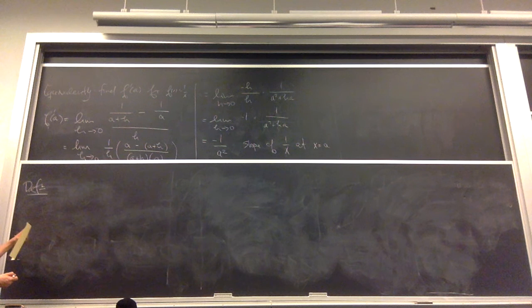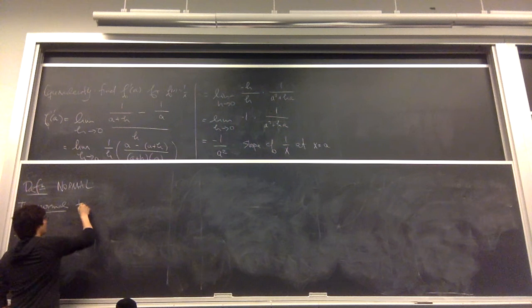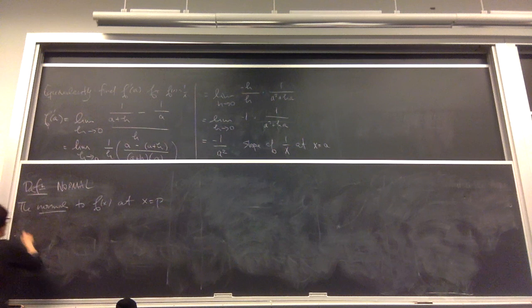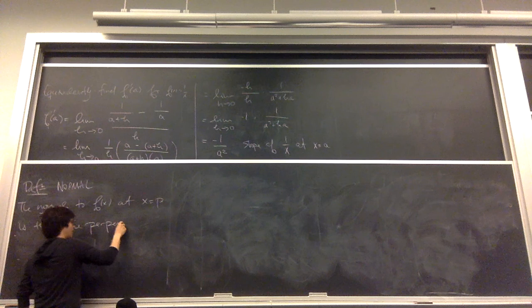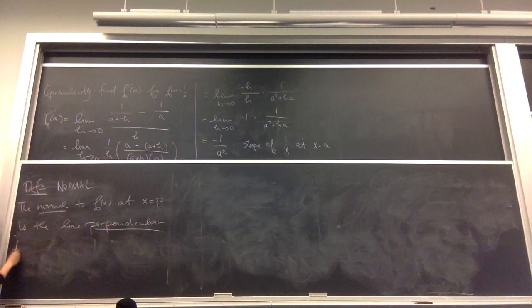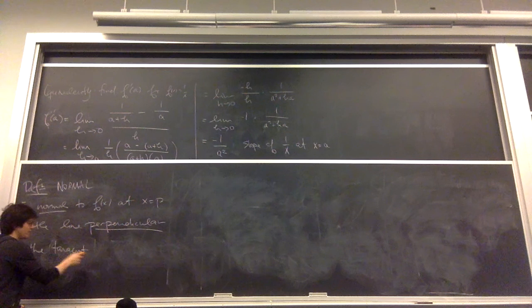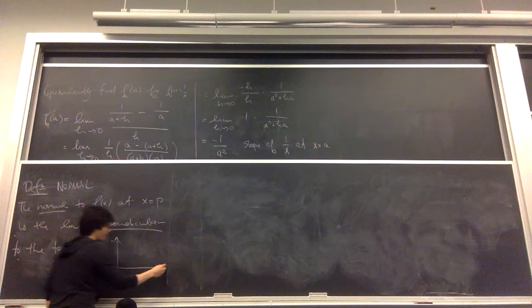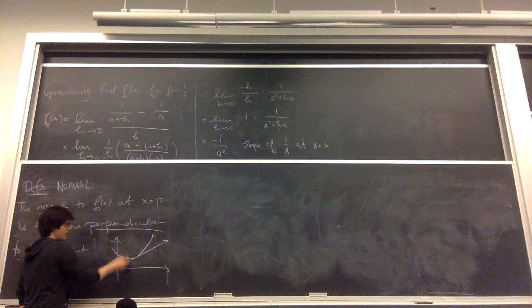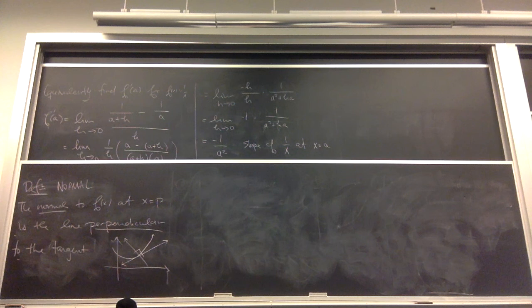Okay, so you need to know what a normal is. So the normal to f of x at x equals p is the line perpendicular to the tangent. I'm just telling you this because the web work sometimes asks you questions about normals. That's not too bad, right? Because if you have a curve that looks like this, and you have a tangent that goes like this, then the normal should be the line that's perpendicular to that.